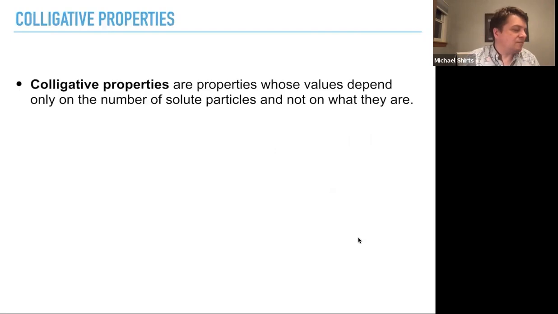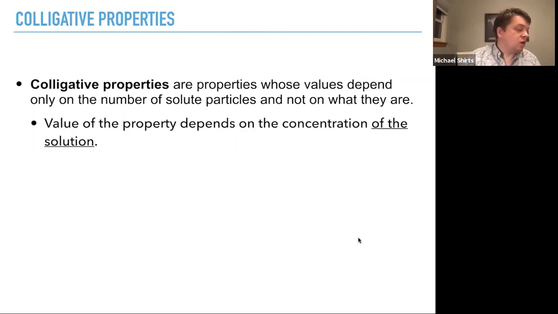So this gets to a concept called colligative properties. And colligative properties are properties whose values depend only on the number of solute particles and not on what they are. How could a property depend not just on the number of solute particles? Basically, what we'll discover is that these are properties that are dependent on the concentration of the solution. And if it depends on the concentration of solution, it doesn't really matter what the solute particles are, just how many of them there are and how that affects the solution concentration. So the value of the property depends on the concentration of the solution.